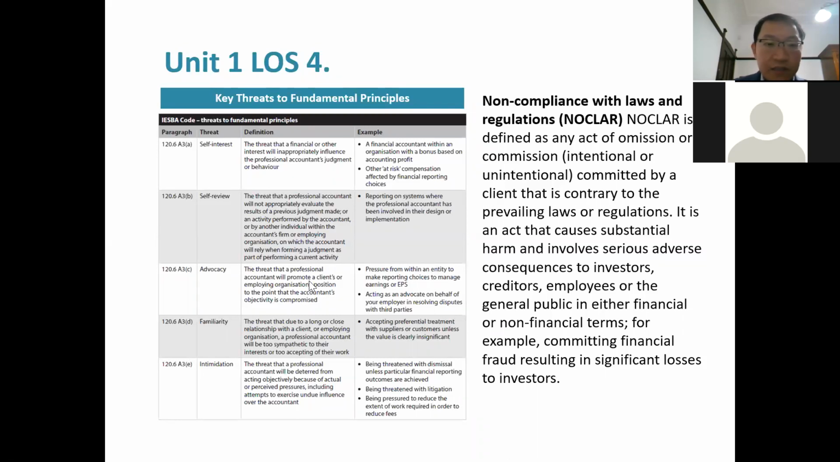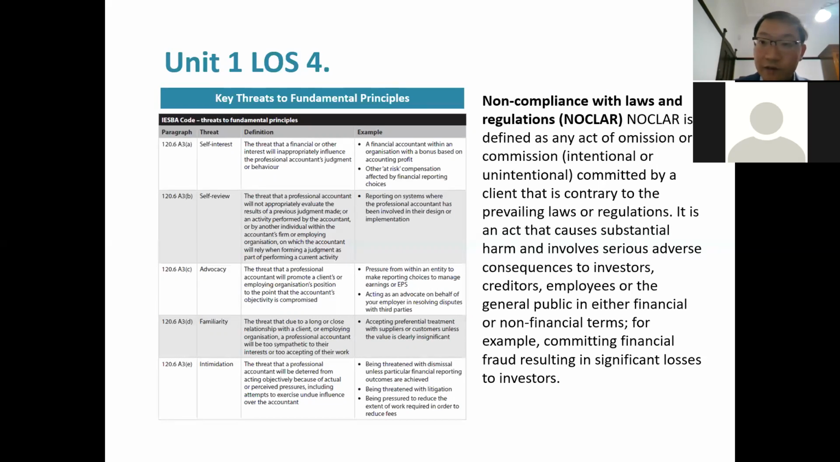Advocacy is another threat, which means that the accountant will promote the client. Examples of this include if the client is in the process of going to market, for example, going public on the share market. The accountant may have a risk that they will promote their clients in a positive light, so that they're going to get extra work from them once they do go public. And so that is an advocacy threat.